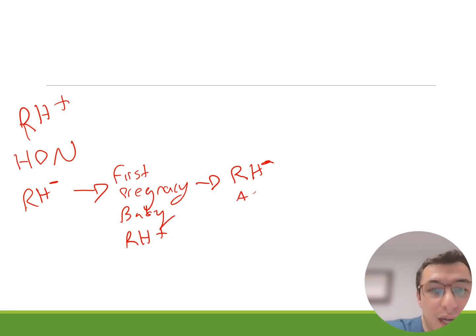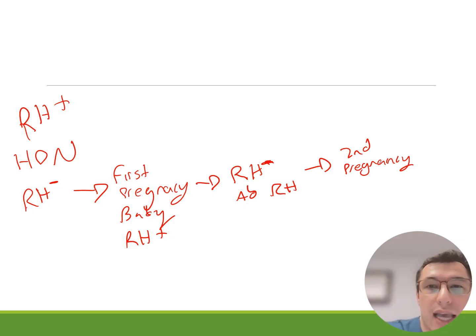She's still Rh negative, so she doesn't have Rh surface antigens within her red blood cells. However, she's now making antibodies against Rh. So in her second pregnancy, those antibodies can cross the placenta, and if the baby is still Rh positive, it will affect the baby, leading to the hemolysis of red blood cells.